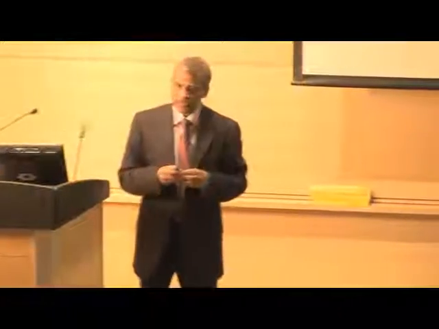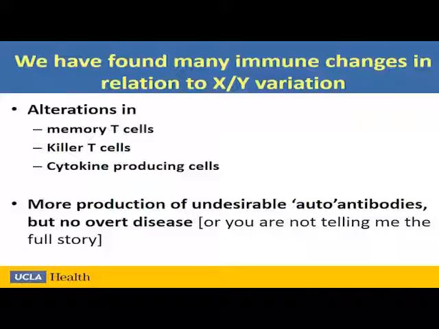Okay. So in summary, we have made some observations in the last 2 years in this project. We have found alterations in certain T lymphocytes and certain cytokine producing cells. And we found increased production of certain undesirable autoantibody, which normally should not be there, in people who have XXY compared to XY.